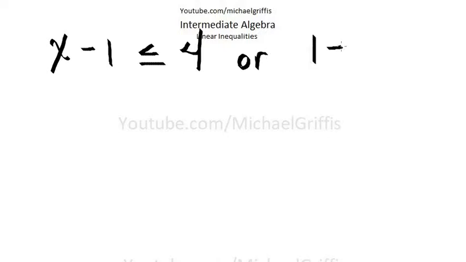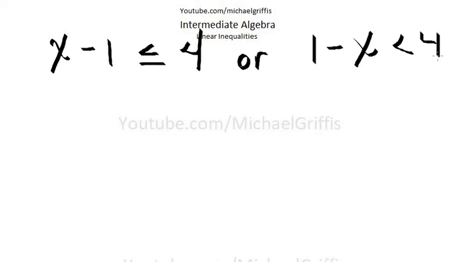Got two more problems left in this section on linear inequalities. See how far we can get with this one here. We have x minus 1 is less than or equal to 4, or 1 minus x is less than 4.